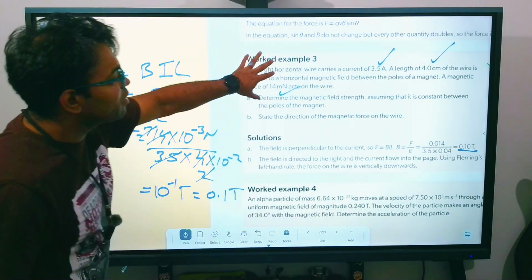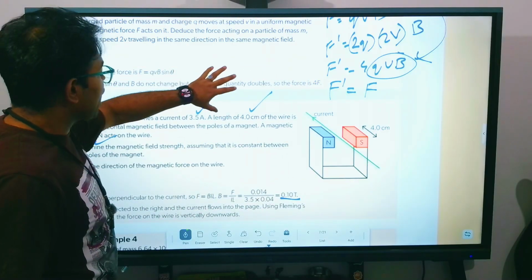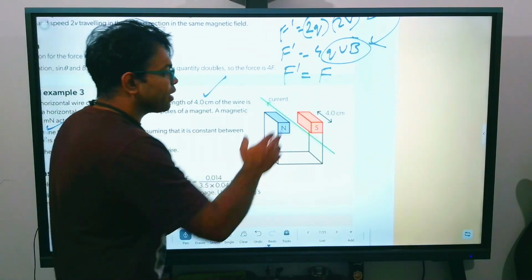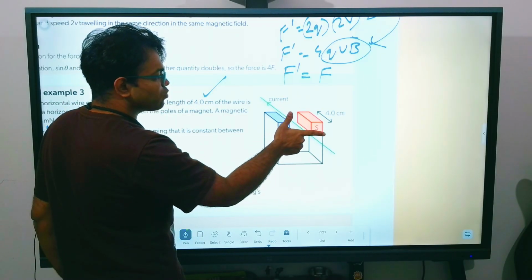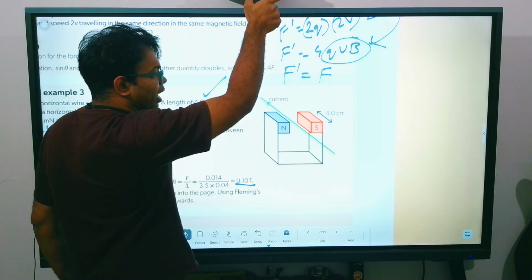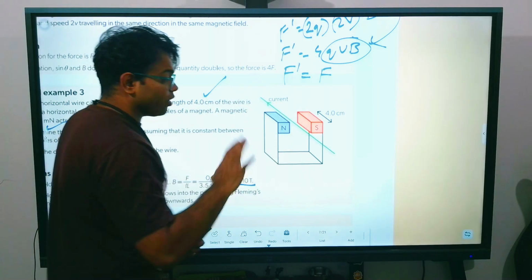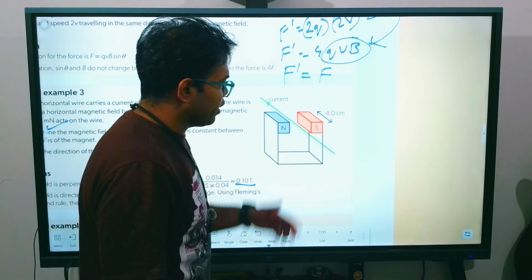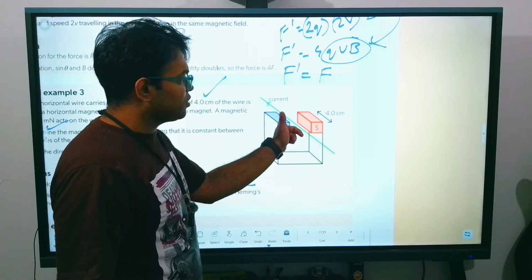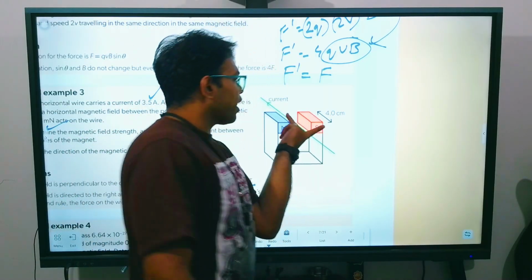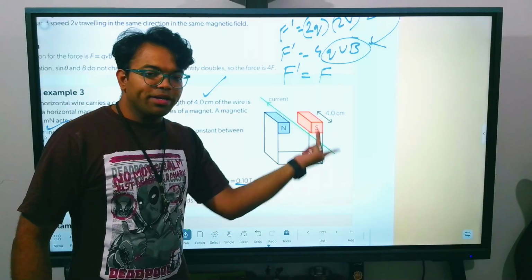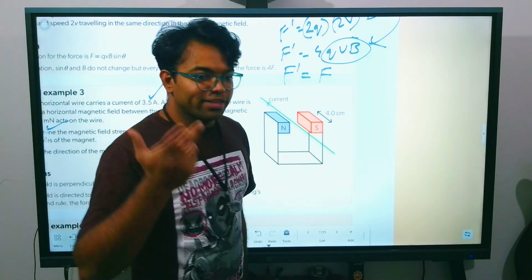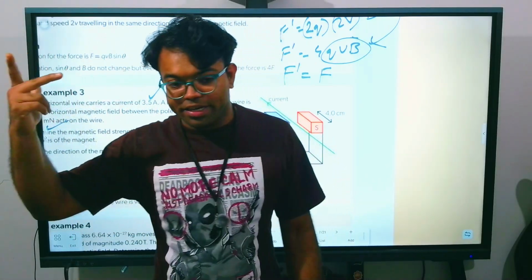Now let us determine the direction of the force acting on the wire. The magnetic field is in this direction, the current is in this direction, so the conductor will move upwards. Sorry, that was the right hand rule. The current is in this direction and the magnetic field is in this direction, so the force will be downwards. I accidentally used the right hand rule. The right hand rule is for the generator.